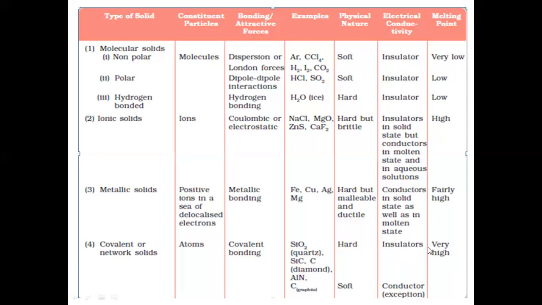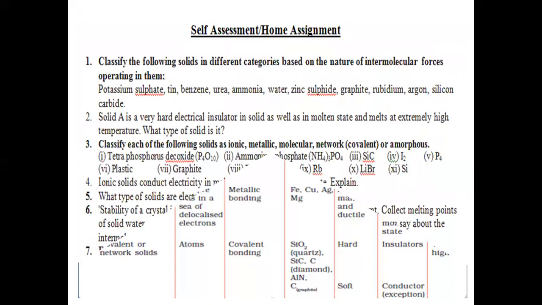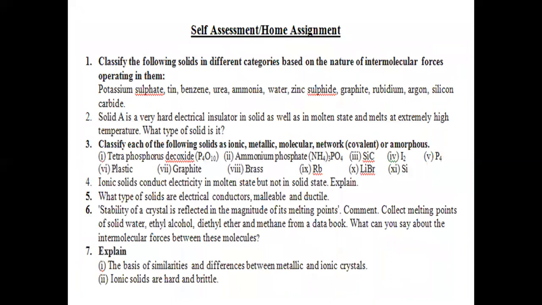I hope you are understanding well and you have understood all categories of the crystalline solids well. So this is the assessment here, of what I have taught you so far. Out of that, you can try these questions and you can assess yourself on the basis of these questions.